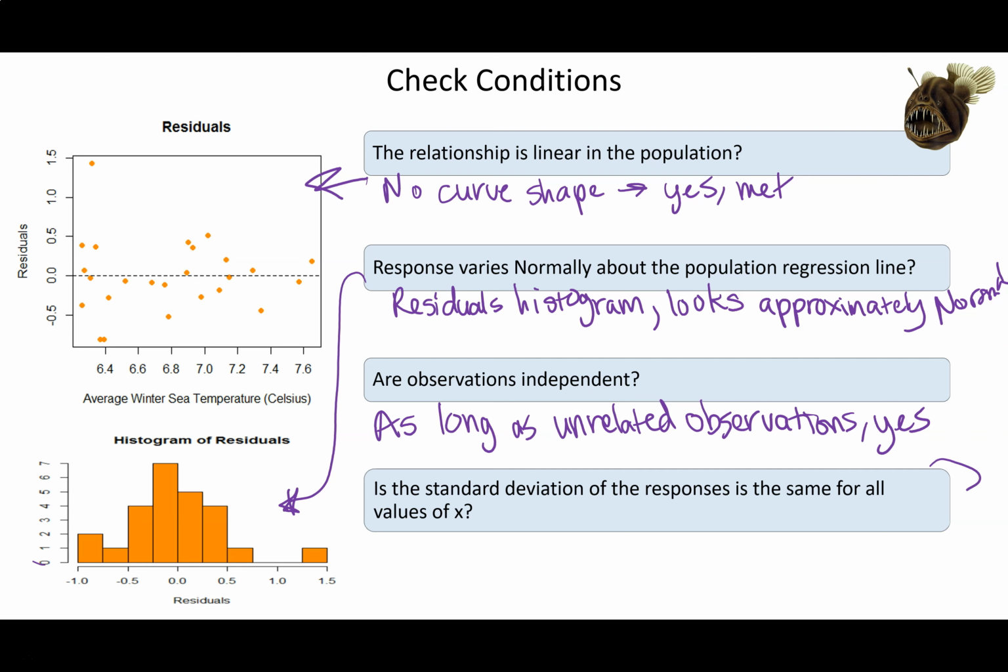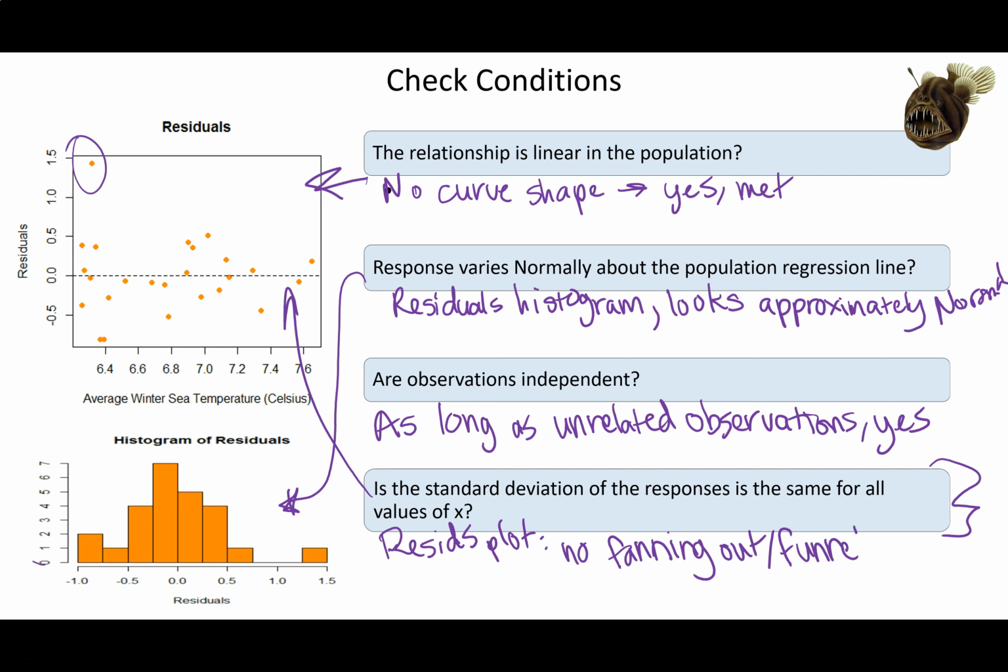So our last question: do we have constant variance or constant standard deviation of the responses? I'm looking at the residuals plot again. Here I'm looking for fanning out or funneling in, and, I mean, this is an oddball point, but it seems pretty constant. It's not really fanning out or funneling in too much. So, residuals plot. No fanning out. Funneling in. So yes, I would say this was met.